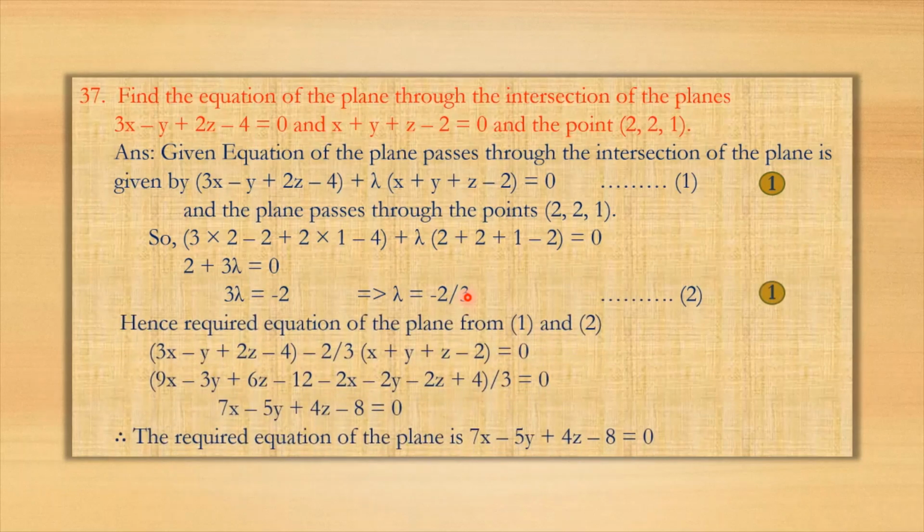And finally, substitute the lambda into equation 1. We'll end up with 7x minus 5y plus 4z minus 8 is equal to 0. This will be my required equation of the plane, which carries one mark.